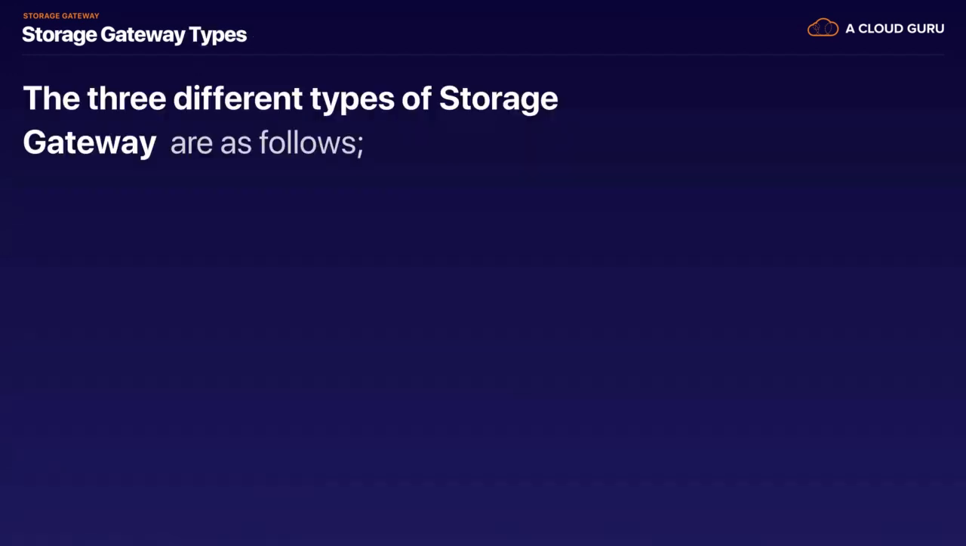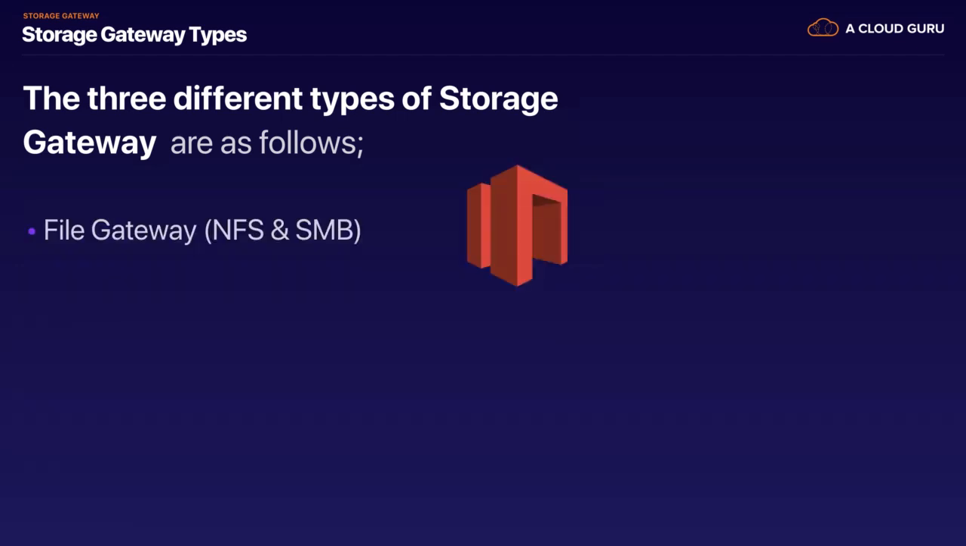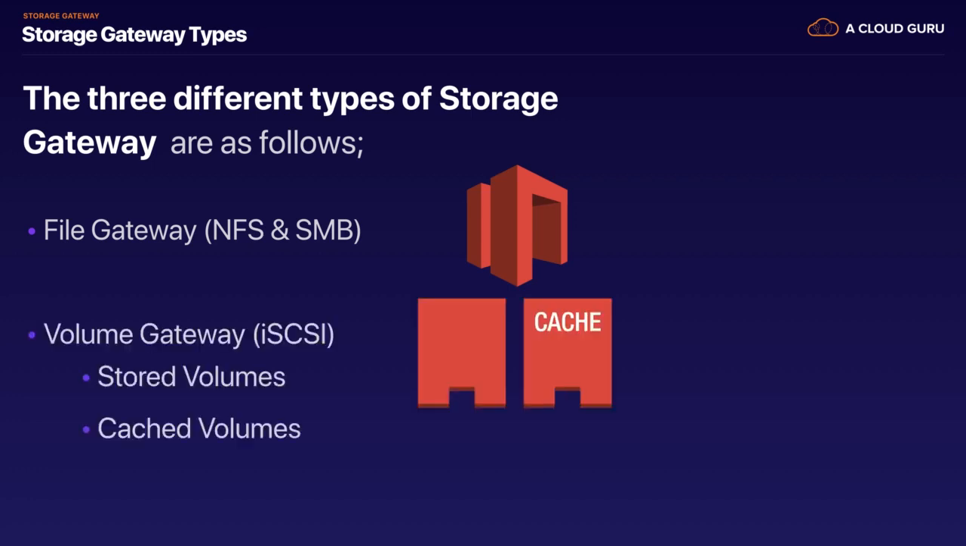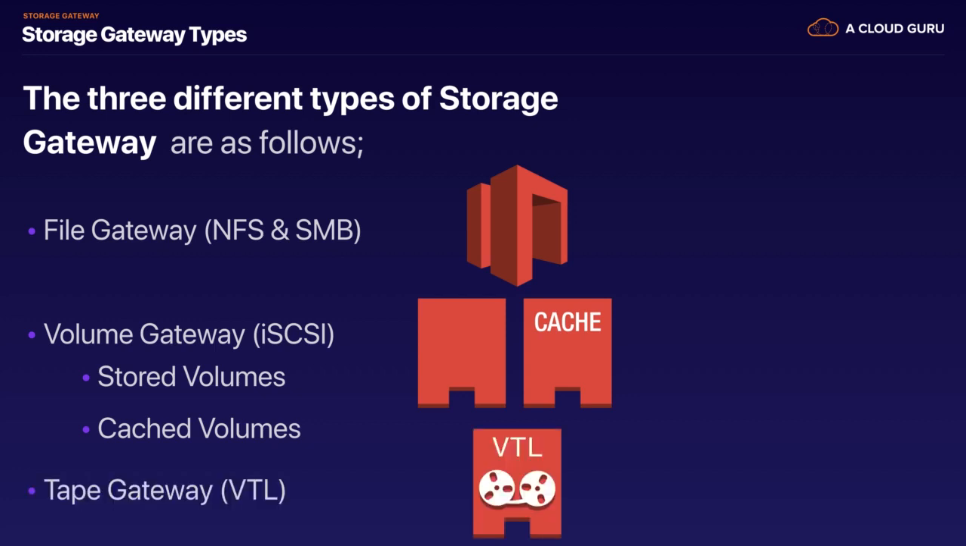So Storage Gateway comes in effectively 3 different flavors, and they are as follows. We have our File Gateway, and this is either NFS or SMB. We then have our Volume Gateway. This is using iSCSI. So File Gateway is basically a way of storing files in S3, whereas Volume Gateway is a way of storing basically copies of your hard disk drives or virtual hard disk drives in S3. And there's 2 different types of Volume Gateway. You've got your stored volumes, and then you've also got your cached volumes as well. And then finally we have Tape Gateway, and this is a virtual tape library. So let's go ahead and have a look at all of them.